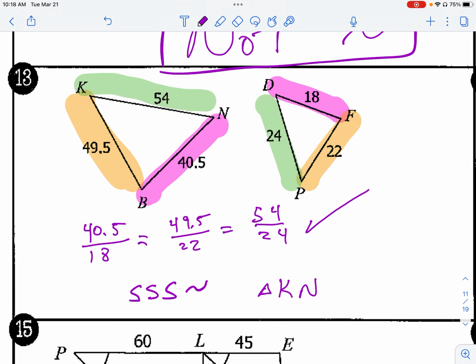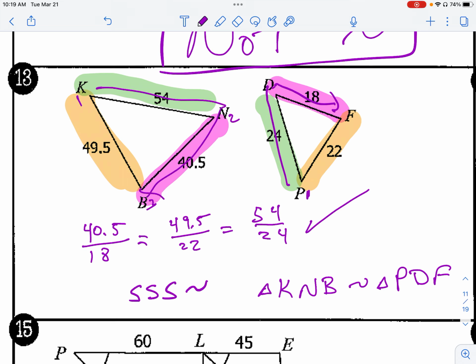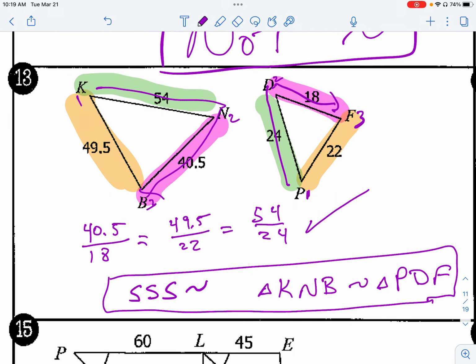So let's write KNB, 1, 2, 3. So we went from where the middle and the big come together, which would be P, down the big, and then down the small. So it would be similar to triangle PDF. So we went like this, and then we did the same thing here. Similar triangles, so now we can move on.